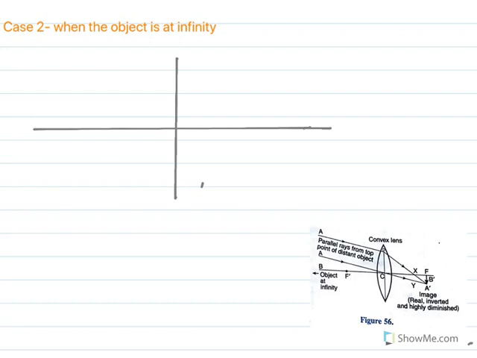So you draw the 2 perpendiculars and then you mark your f and 2f, and also on the other side you mark f and 2f equidistant. So here you have your f2, 2f2, f1, 2f1, and then you draw a lens. Now in this case we are going to keep the object at infinity. Infinity means it's just very far away.